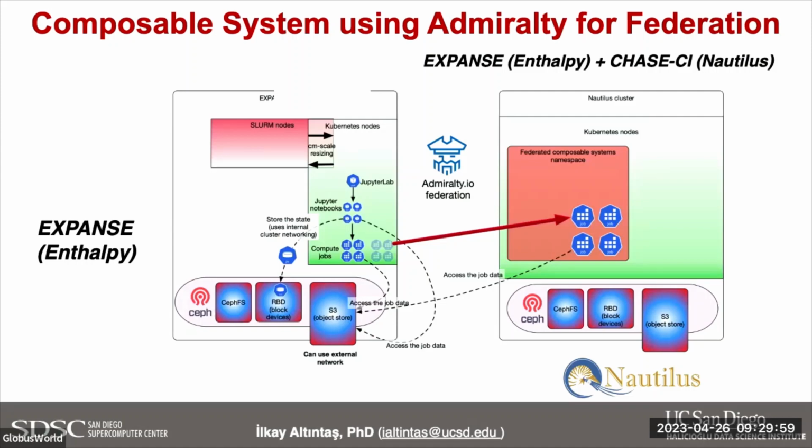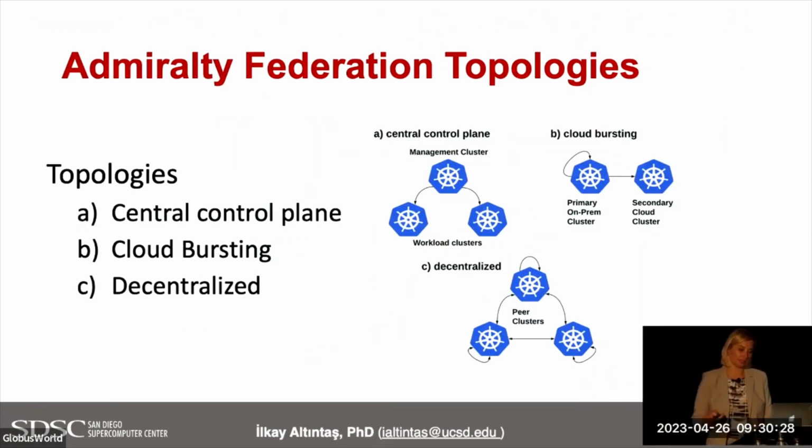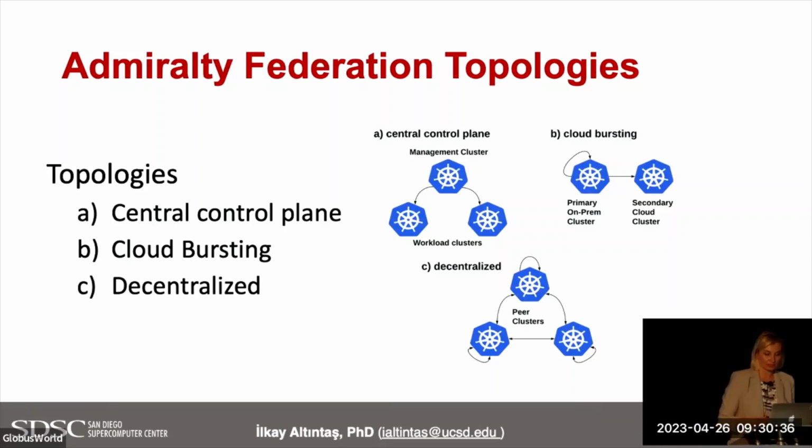So what we do is, for that federation, we use Admiralty. We federate the Expanse Kubernetes cluster, which Enthalpy is the name for it, with Nautilus, and create a pool that has both the high capacity GPUs in Expanse, for instance, those supercomputing capacity nodes, together with these different processing units, including FPGAs available through the National Research Platform. And you can have different topologies to that federation. I think it's a detail, but I wanted to just mention it here because I think Admiralty is pretty interesting that way, that you can try different architectures.